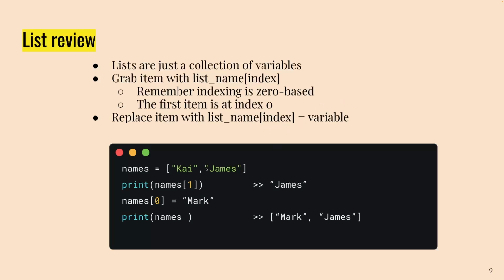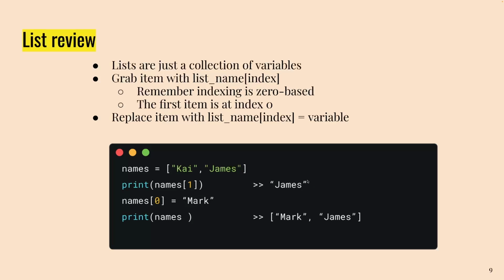Let's look at this example code. Here we are creating a list called names, and there are 2 elements in our list, Kai and James. We will first access the second element of our list, which we can do by using names with square brackets and a 1. As you can see, this prints out James.